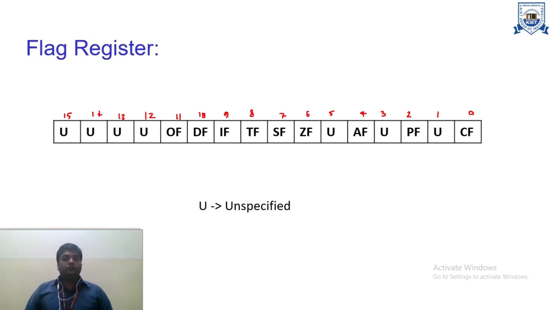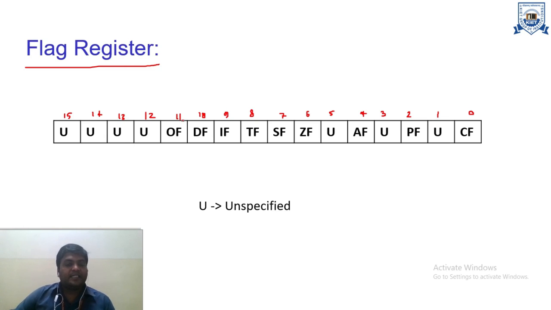Now the next one is your flag register. In 8085 we have a total of 5 flags, and the size of the flag register is 8 bits, while in 8086 the size of the flag register is 16 bits. Out of these 16 bits, bits 1, 3, 5, and bits 12, 13, 14, 15 are unspecified, and the remaining bits are used.